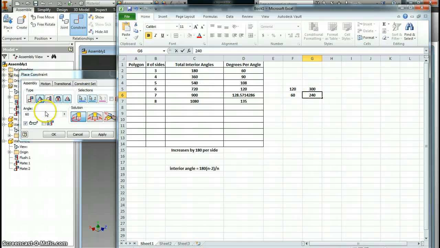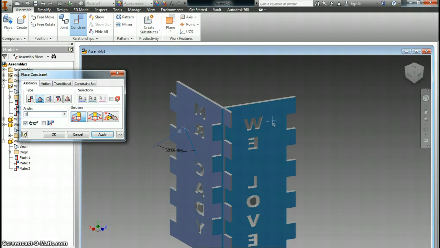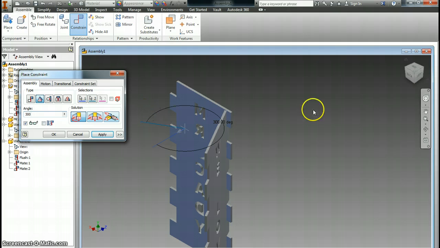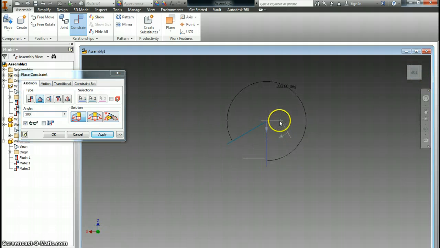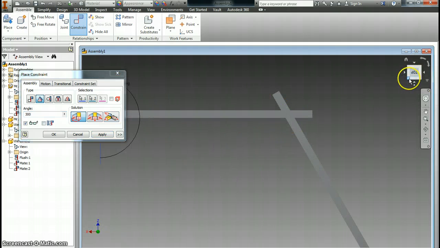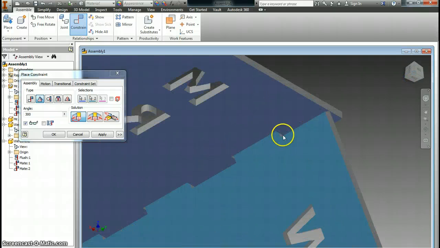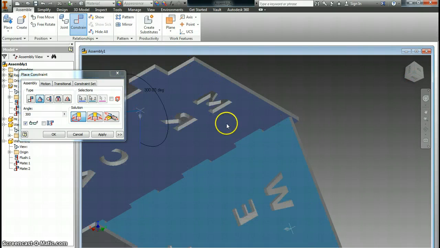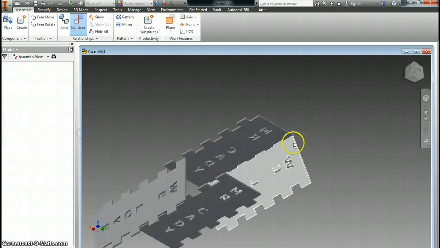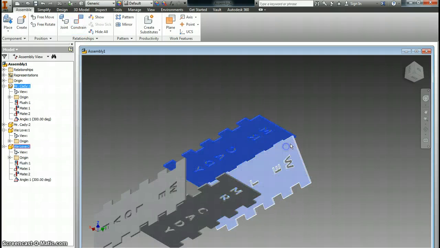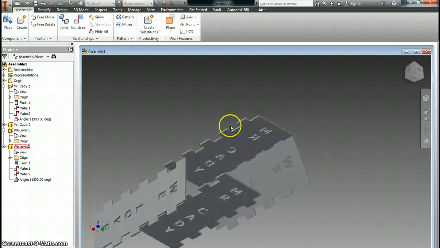I'm going to try 300. Let's go back and let's try 300. And that does look right. And if I look right down on this, they look perfectly interlocked. They look pretty nice from here also. And that's it. So we got it on our third bet of 300 degrees. And the reason we got 300, it was the 120 plus the 180. Apply. And now it is locked into place just where we wanted it. And you would do the same thing for the other angles.